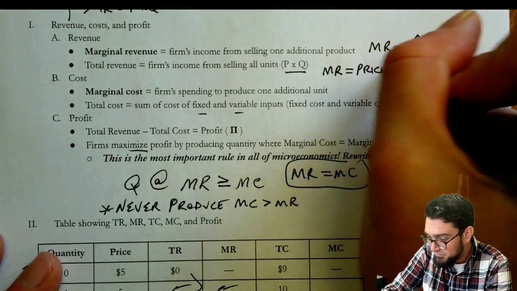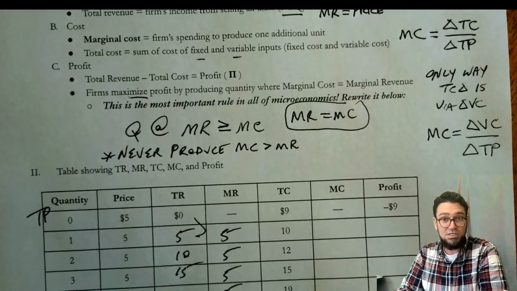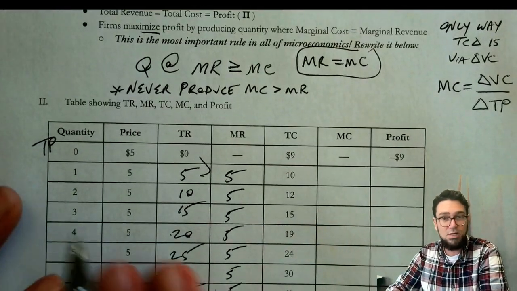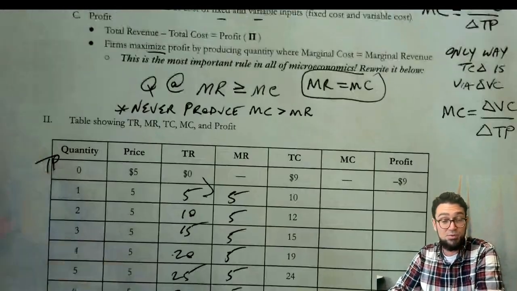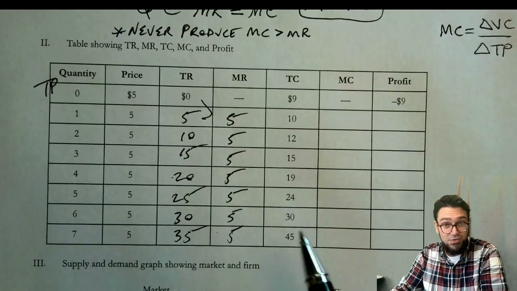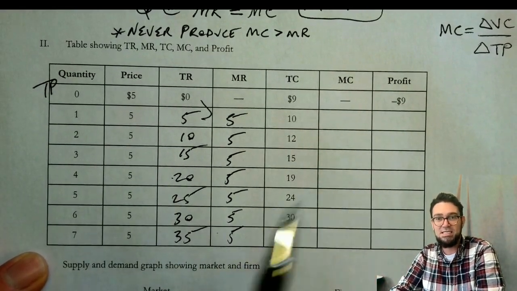MR equals the price for these types of firms. And so we're going to kind of break that rule later on. But for right now, the marginal revenue and the price are actually the same thing. So you know that. You could have just skipped actually to the very next column.